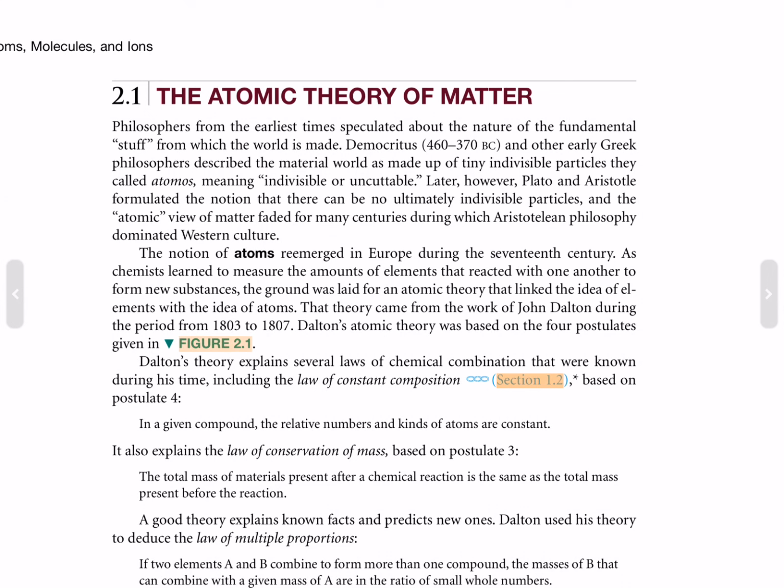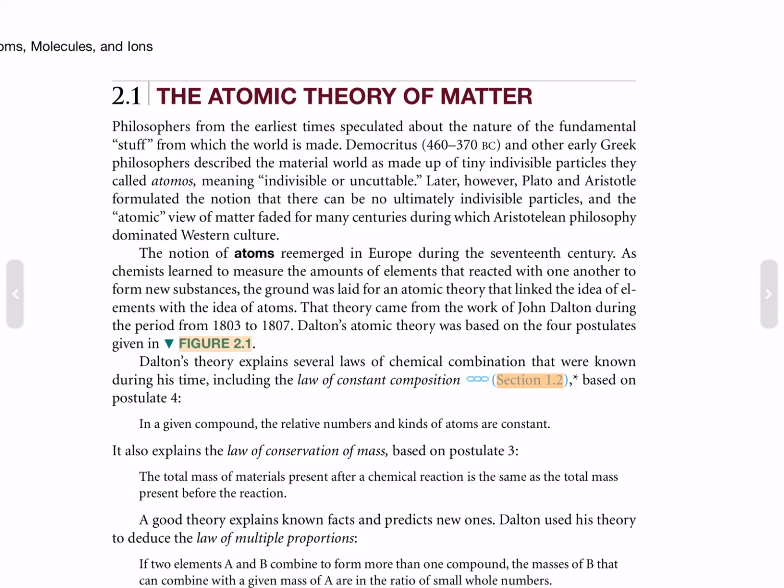Section 2.1: The Atomic Theory of Matter. Philosophers from the earliest times speculated about the nature of the fundamental stuff from which the world is made. Democritus, 460 BC, and the other early Greek philosophers described the material world as made up of tiny indivisible particles they called atomos, meaning individual or uncuttable.